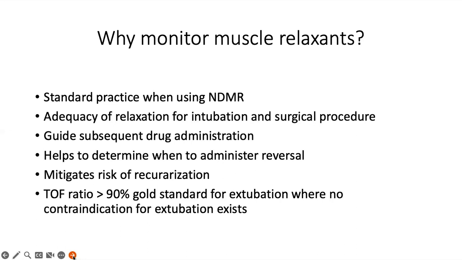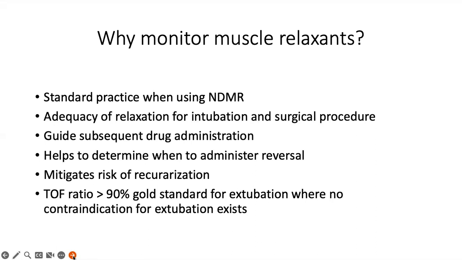It helps you to determine when to administer reversal agents, which is very important. It mitigates the risk of recurarization. Recurarization talks to the fact that if you've reached the end of the procedure and you decide to reverse the patient, most of the time we're using neostigmine and a drug like Rubino.